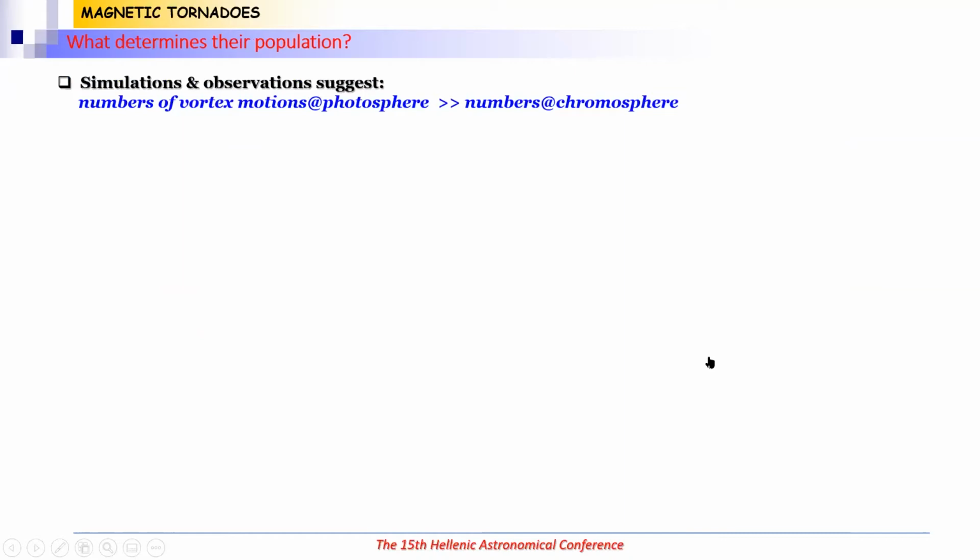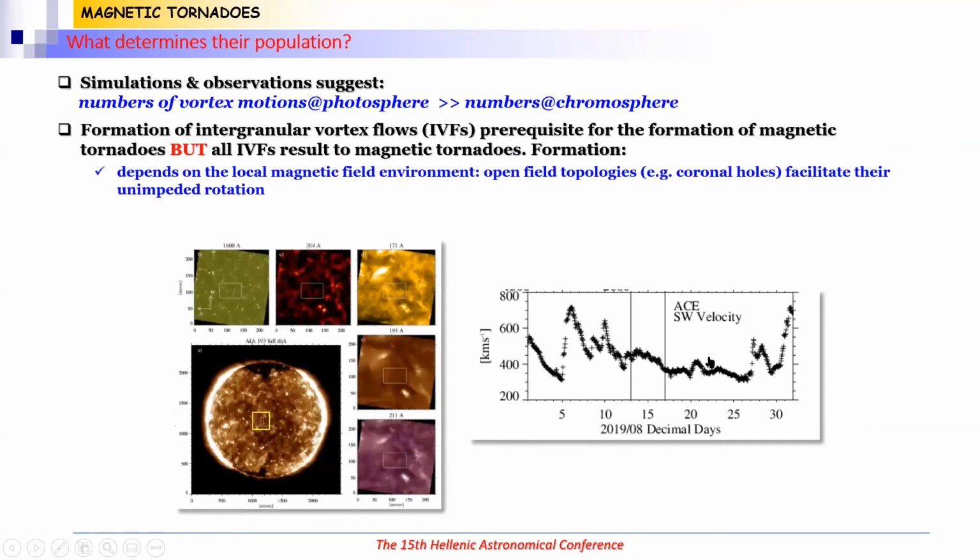Now, we know from simulations and observations that the number of vortex motions in the photosphere is much larger than in the chromosphere. As I told you, Bonnet showed something like 90 vortices at the photosphere, whereas Wedemeyer showed that there are something like 4. So we have to keep in mind that the formation of intergranular vortex flows at the solar surface is a prerequisite for the formation of magnetic tornadoes, but not all of these intergranular vortex flows actually result in magnetic tornadoes.